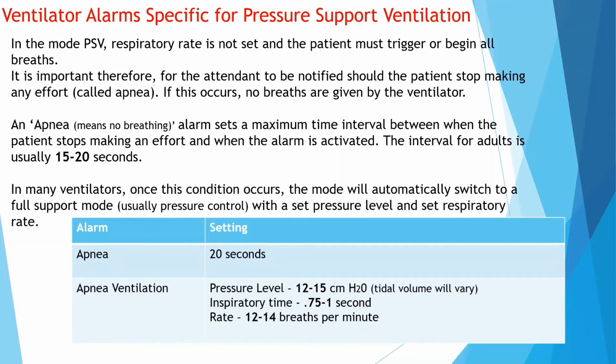And here's a table that shows apnea settings of 20 seconds is normal for adults, and apnea ventilation, depending on the patient's condition, 12 to 15 centimeters of water, an inspiratory time of 0.75 to 1, rate between 12 and 14 or even 16 per minute, depending on the patient.